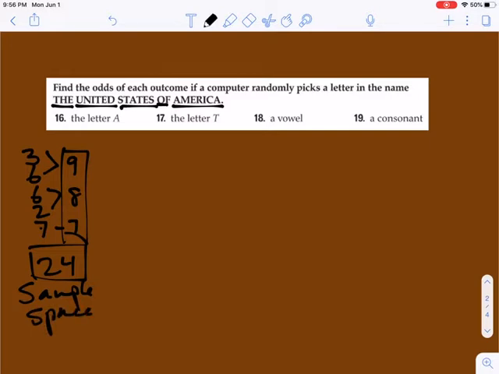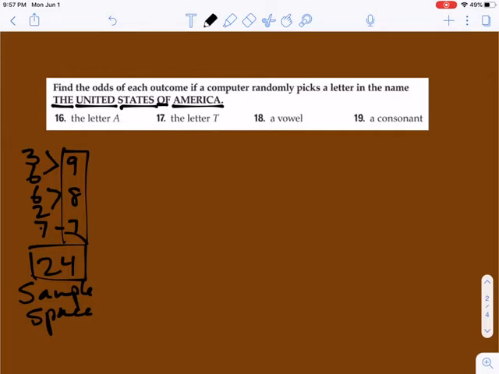So when I'm doing odds, I'm going to take the total positive number of outcomes, put that on top of my fraction, but then my bottom one will be the complement, and we're going to use this number 24 to help us find it. So the first one is, what are the odds of picking the letter A?